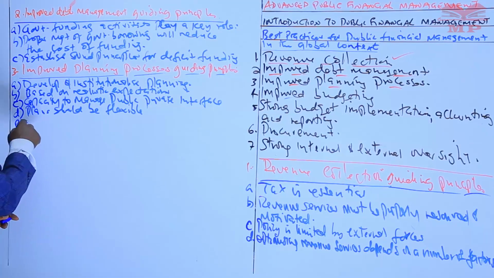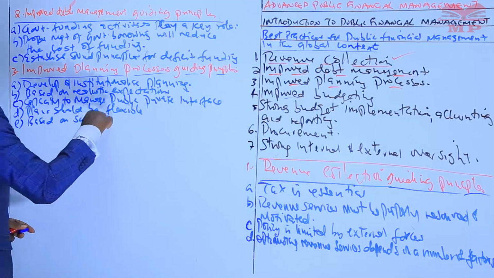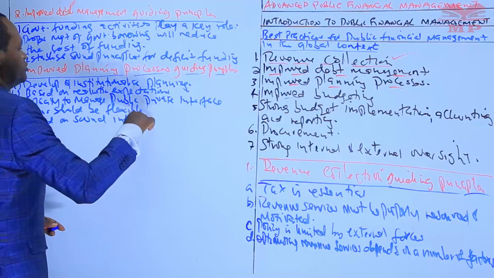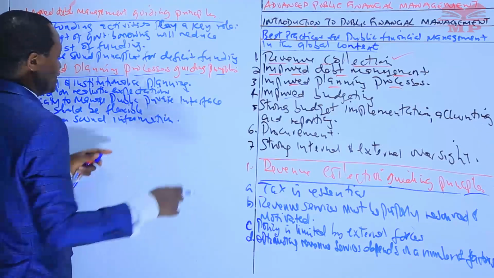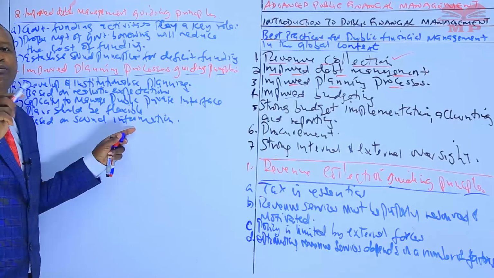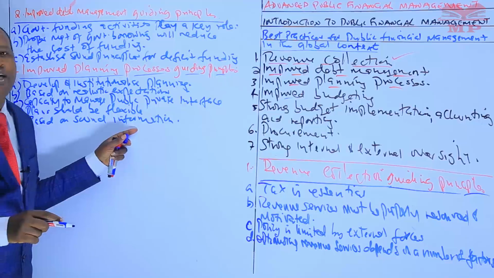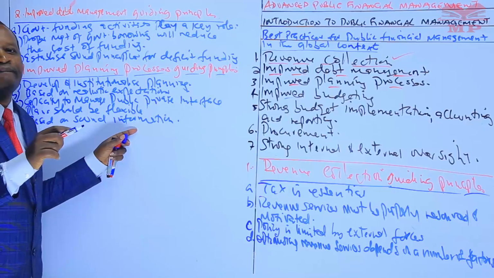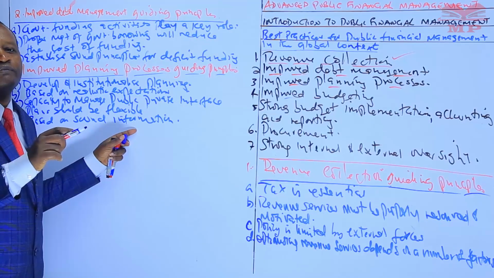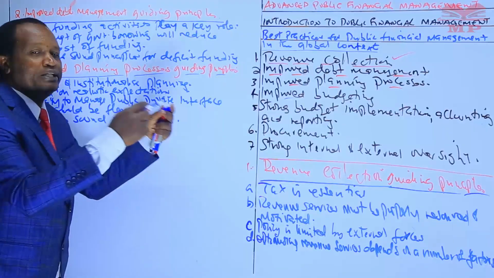Planning should be based on sound information. Planning needs to be based on sound information on current expenditure trends and address short, medium, and long-term issues.